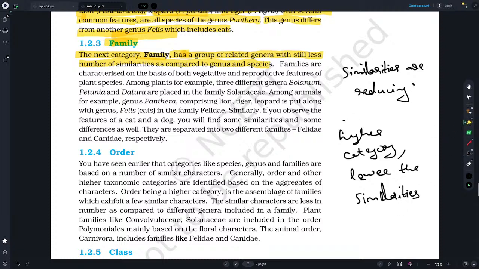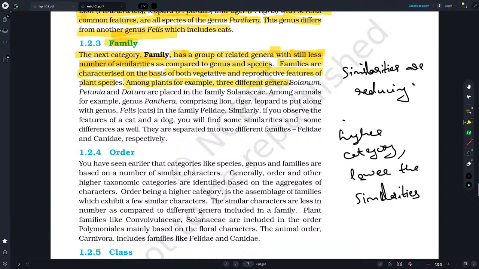That is why they gave family as a group of related genera with still fewer similarities as compared to genus and species. Families are categorized on the basis of both vegetative and reproductive features of plant species. Vegetative meaning body and reproductive meaning reproduction related characteristics.